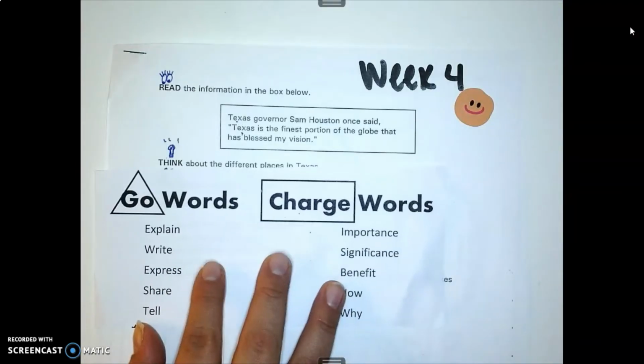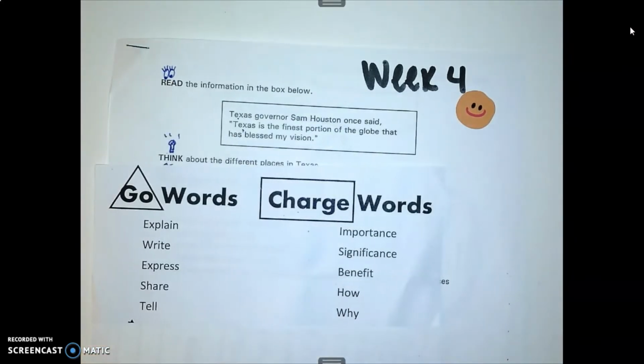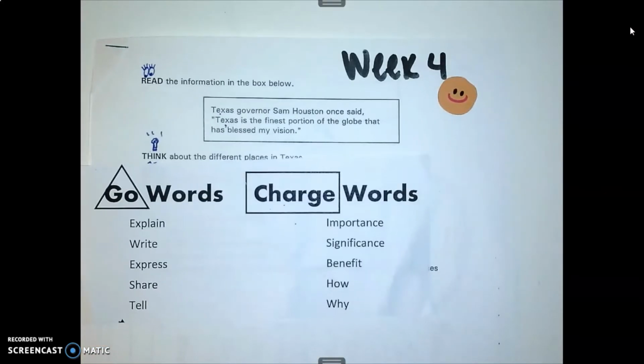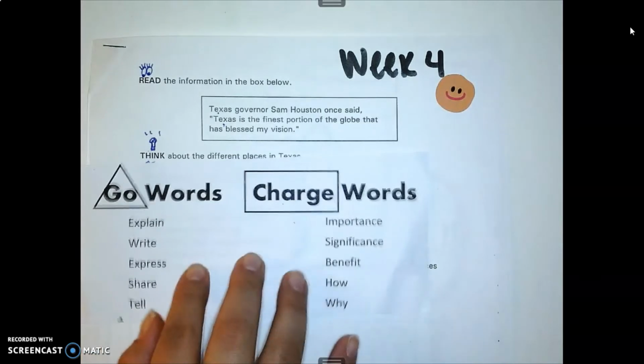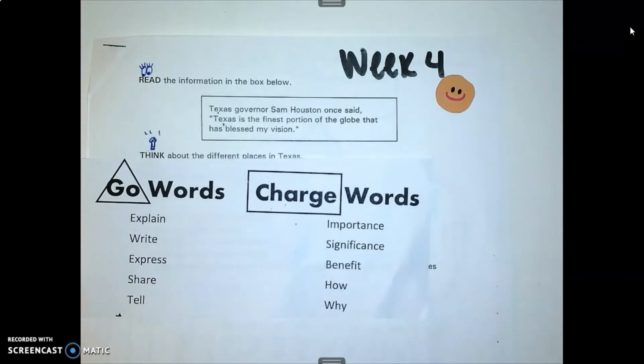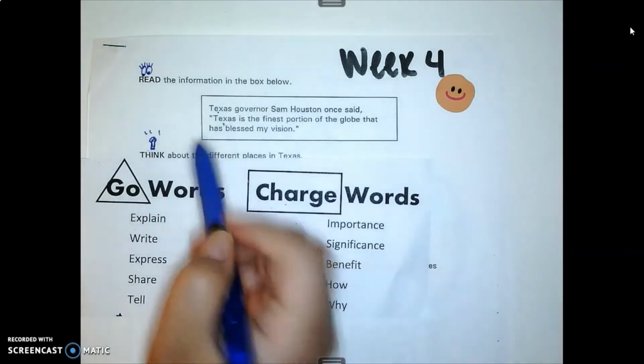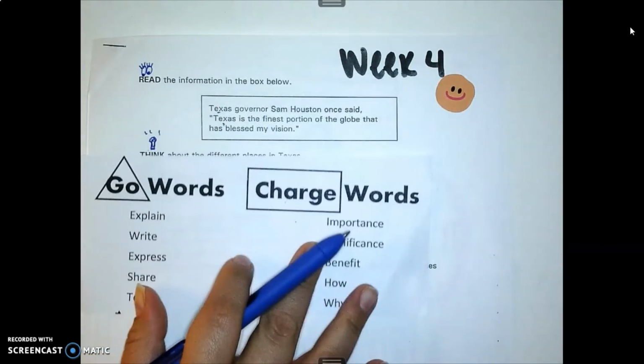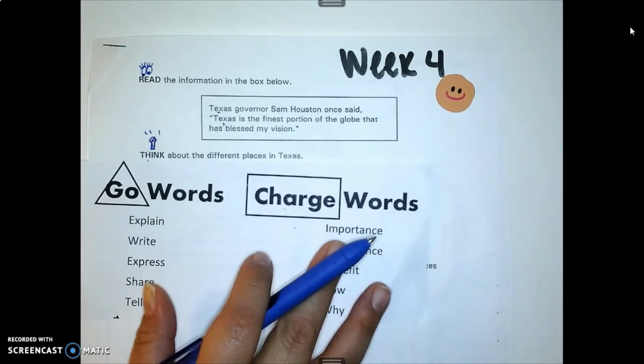I went ahead and went through the steps. I put my eyes on the read because that's all I want to do, I want to look at the information in the box, and let's read it together. Get ready? Texas Governor Sam Houston once said, "Texas is the finest portion of the globe that has blessed my vision." Ooh, so we can already tell that we might be talking about something to do with Texas. And for many of us, this is our home state.